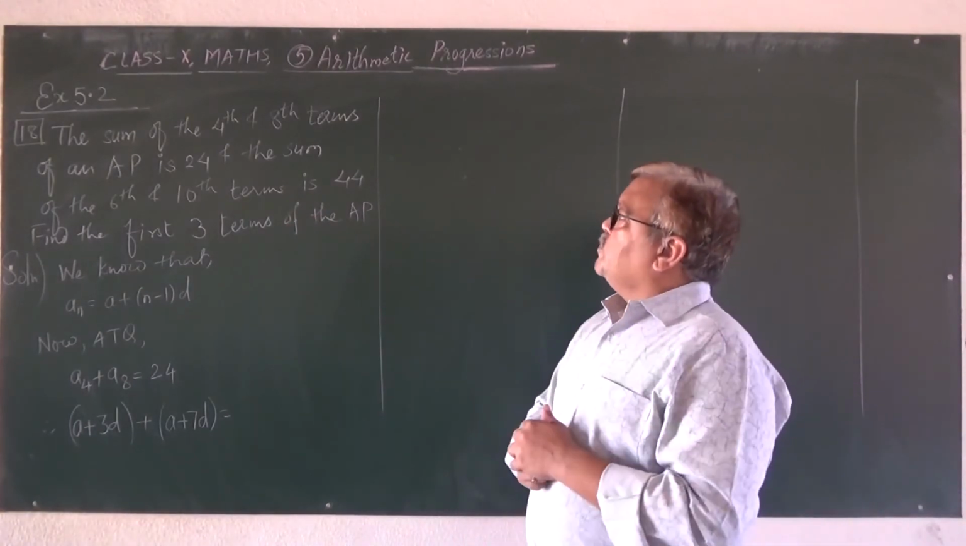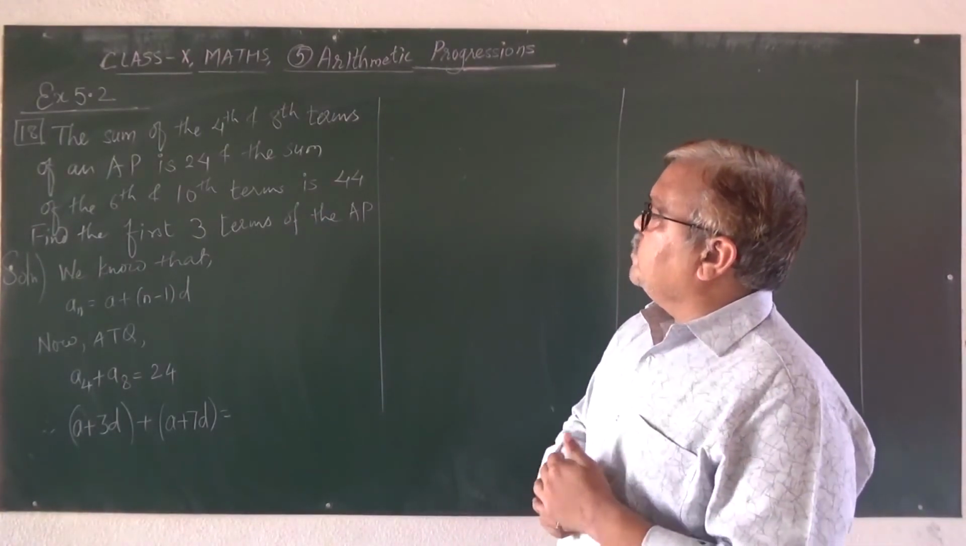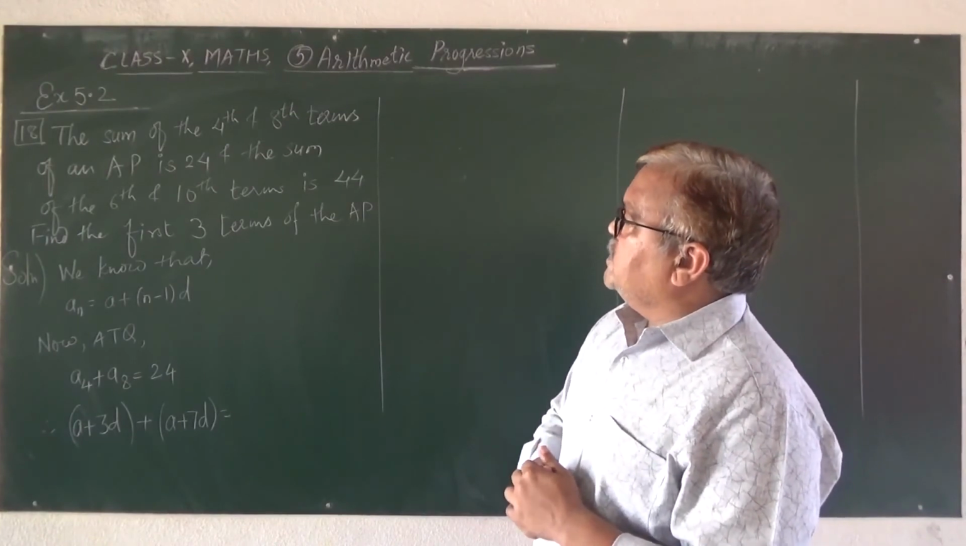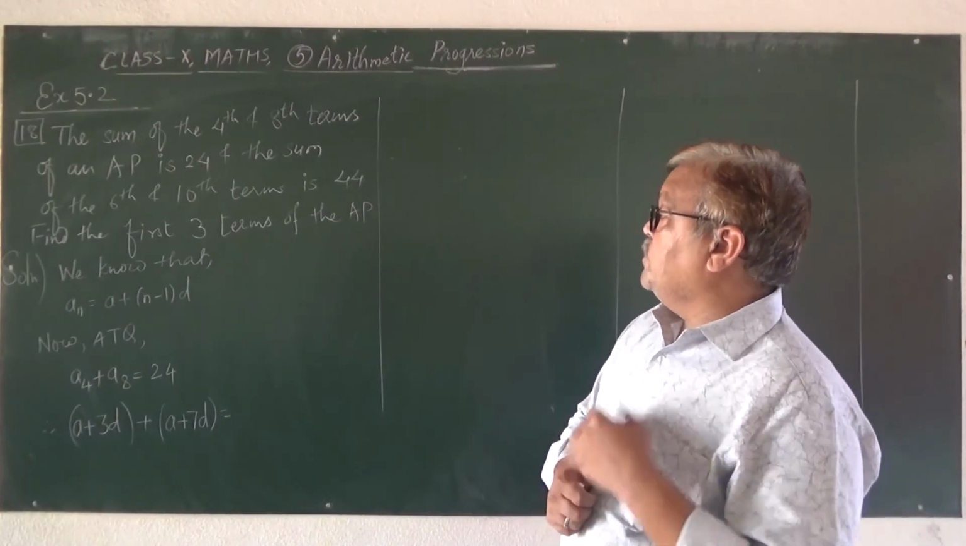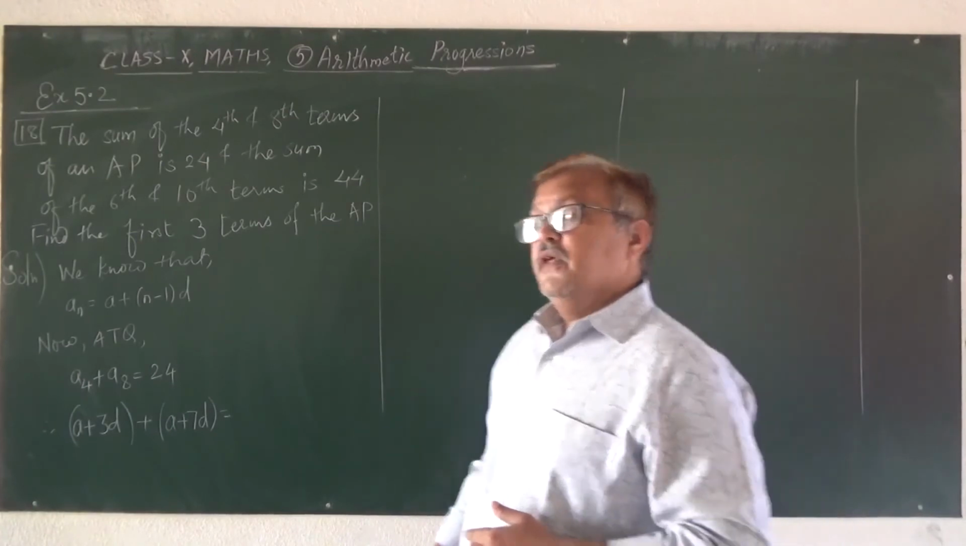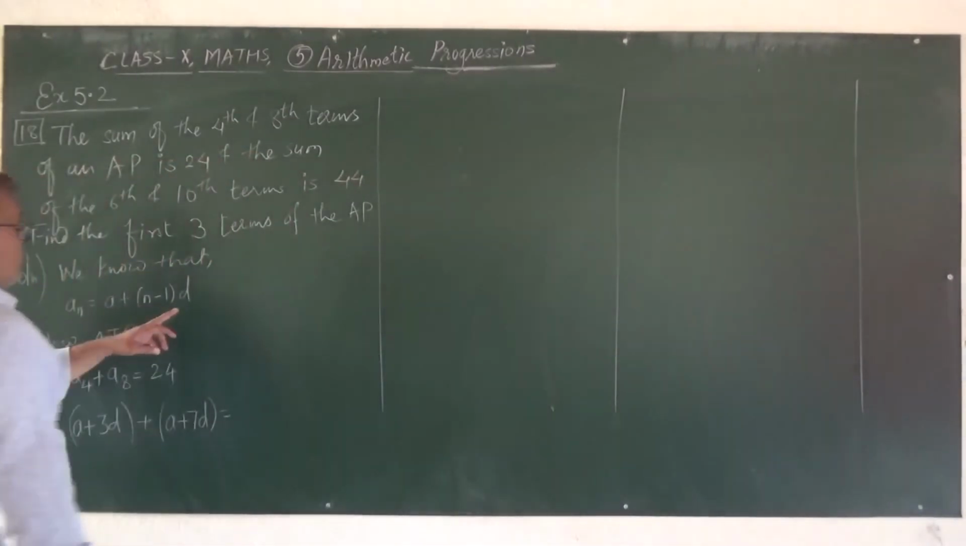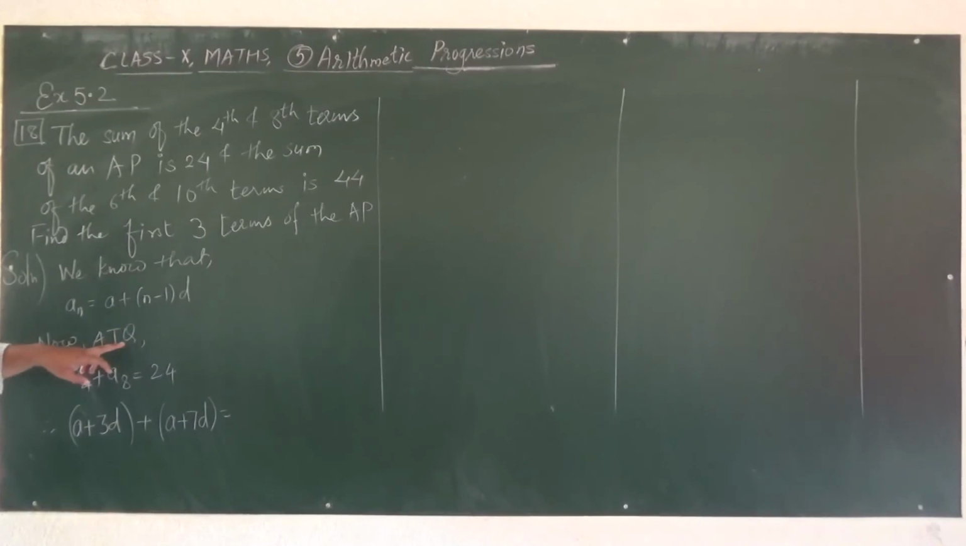The sum of the 4th and 8th terms of an AP is 24 and the sum of the 6th and 10th terms is 44. Find the first 3 terms of the AP. We know that an is equal to a plus (n minus 1) into d. According to the question, the first condition is a4 plus a8 is 24. The fourth term: a4 is equal to a plus (4 minus 1) into d. 4 minus 1 is 3, so a plus 3d is the fourth term.